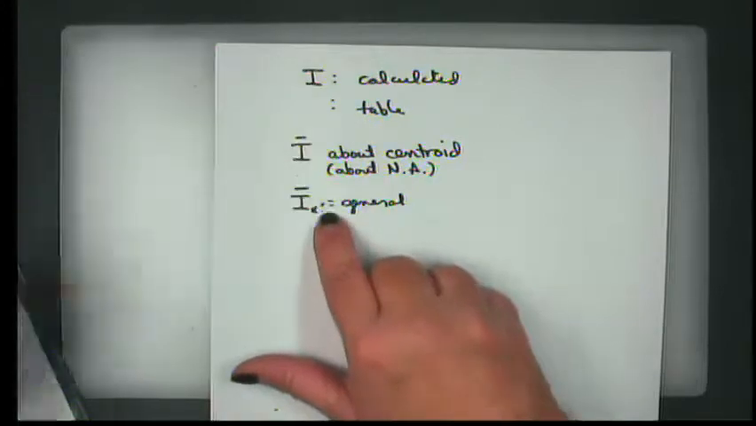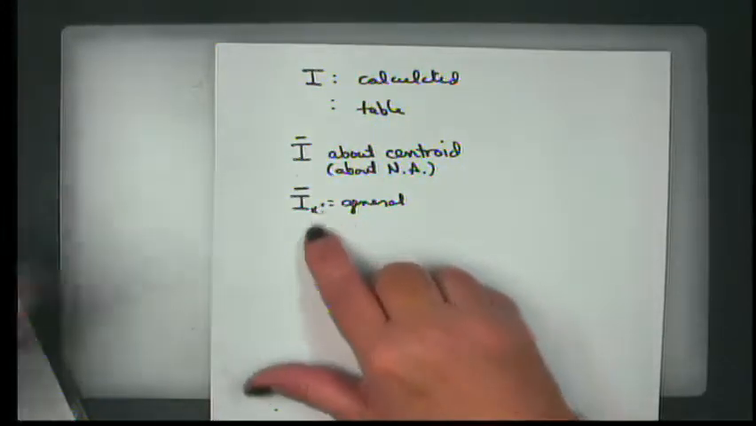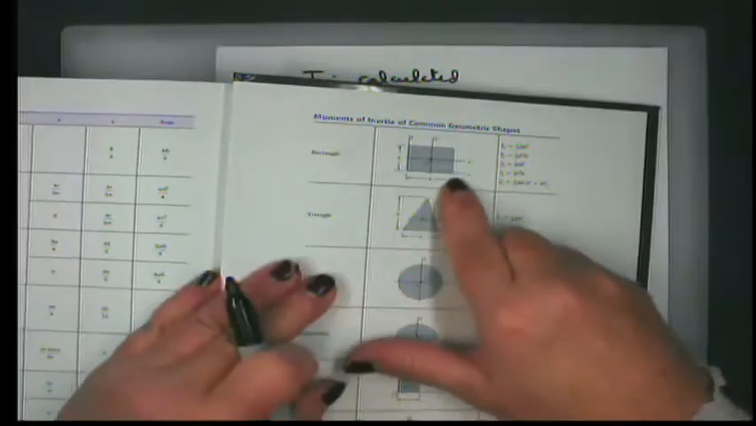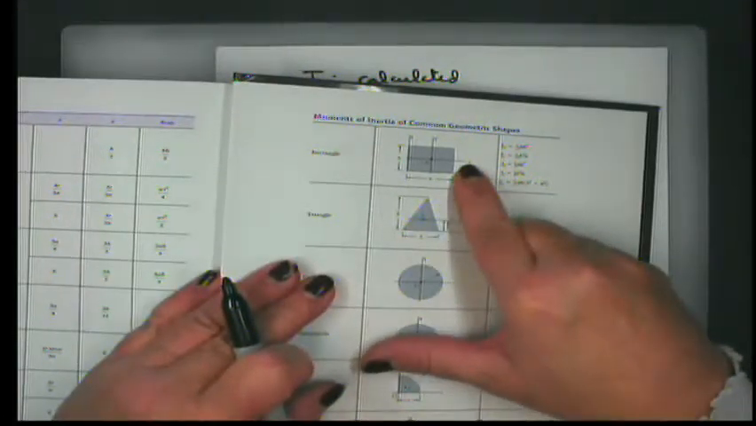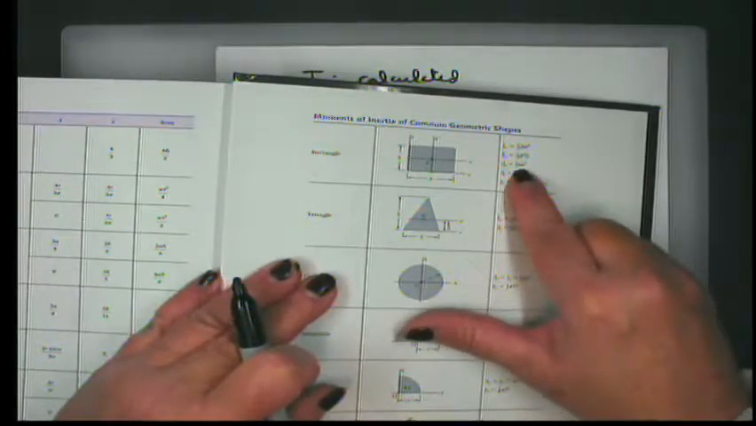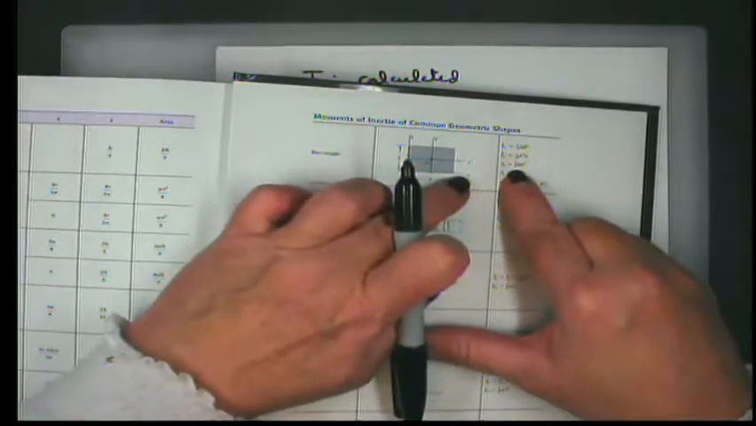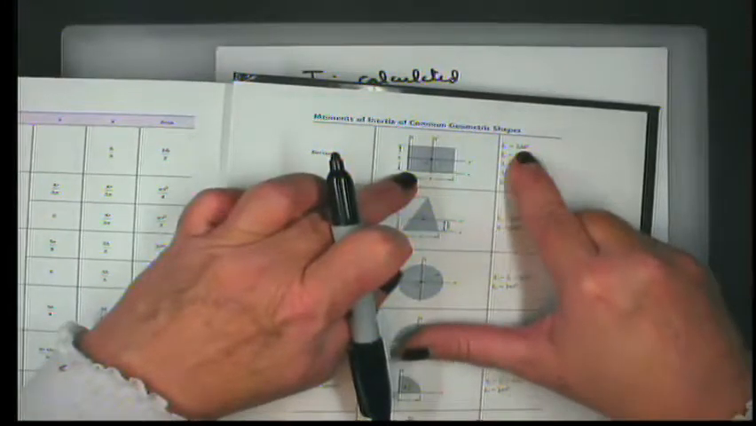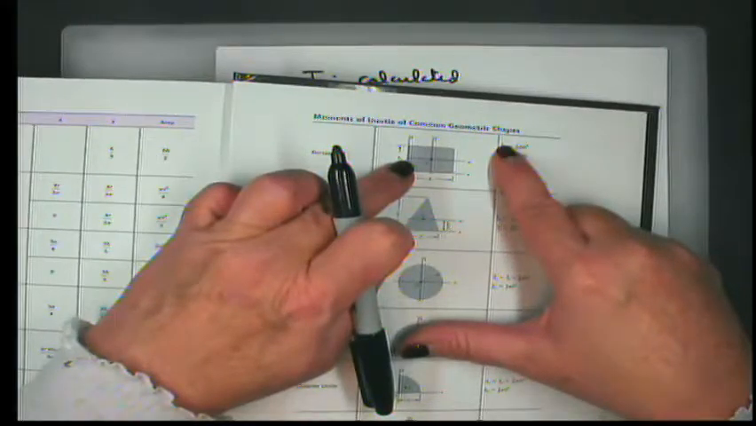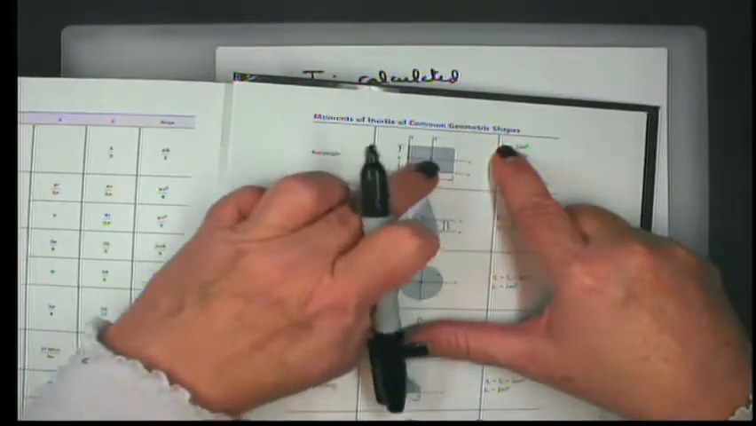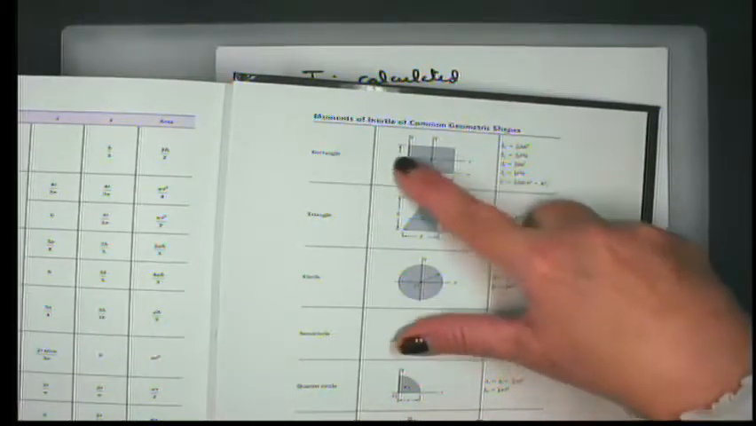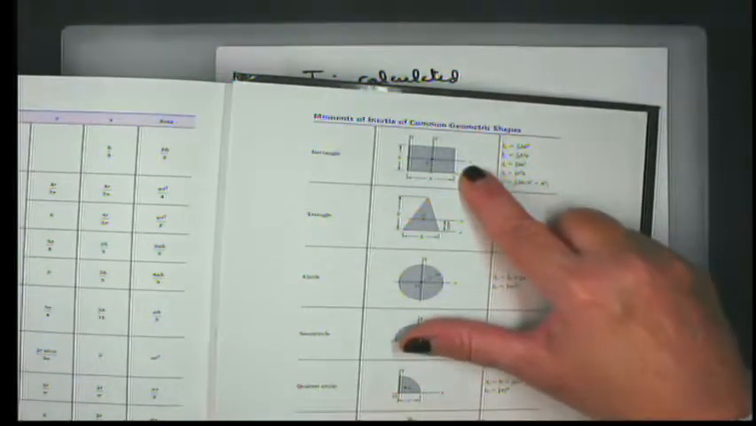Now, the authors in this textbook put an Ix prime because if you look at the axes they use, they call this the x-axis, and they call the centroidal axis the x prime axis. So they're just making a clear distinction. Ix is about the x-axis, whereas Ix prime is about the x prime axis. And when they put a dash above it, that's saying it's centroidal. So they're just double confirming that this is the moment of inertia about the neutral axis, or the centroidal axis, to speak more generally.